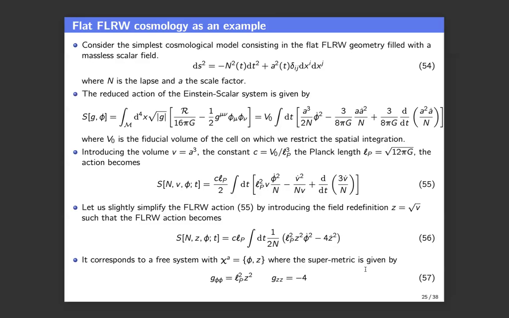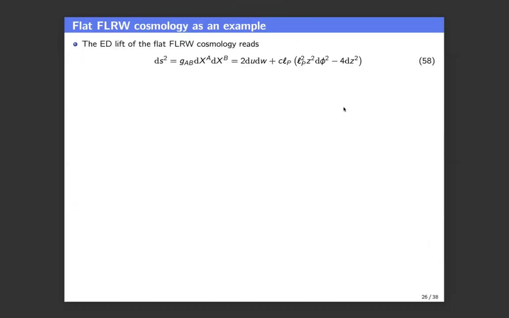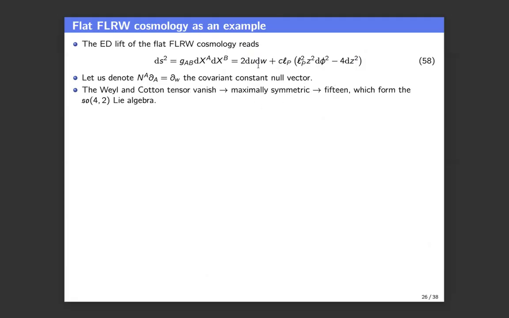Now I want to understand the symmetry of this using the Eisenhart-Duval lift. So if I apply the strategy, I will obtain this metric, okay? You see that I don't have any potential here because there is no du squared. But I could have some potential if, okay, you can do more general. As I said, partial W, this vector that I call N, is a covariantly constant null vector. So you can compute the Weyl tensor and the Cotton tensor, and you can show that they vanish. It means that this space is maximally symmetric. And being maximally symmetric, it has the highest number of conformal Killing vectors. In this case, it has 15 conformal Killing vectors, which form the SO(4,2) Lie algebra.